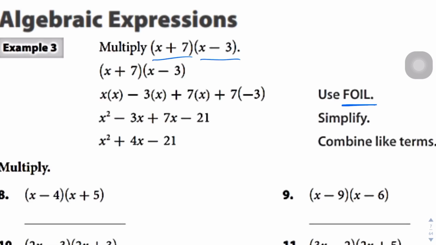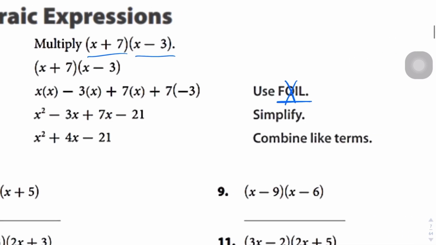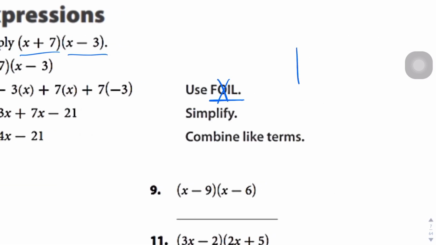Okay, despise is a little bit strong, but I don't like the FOIL method because I feel like there's a much more intuitive method that also helps us in the future when we're going to be factoring these quadratic expressions. So instead of FOIL, which I'm not going to do, we're going to use the box method.